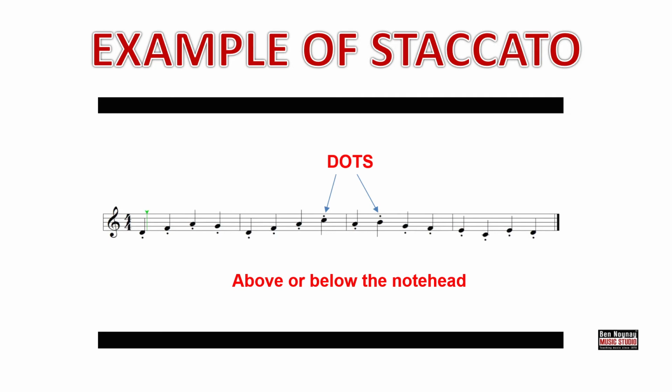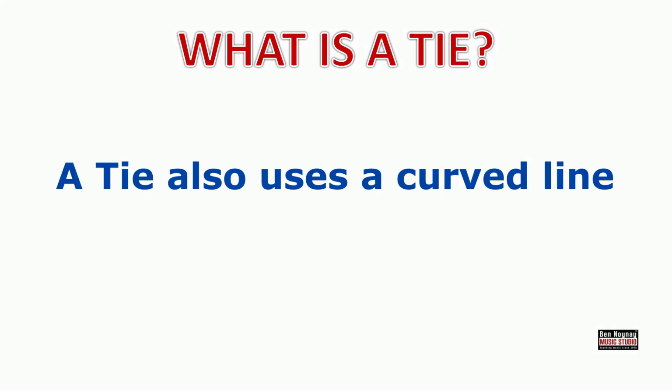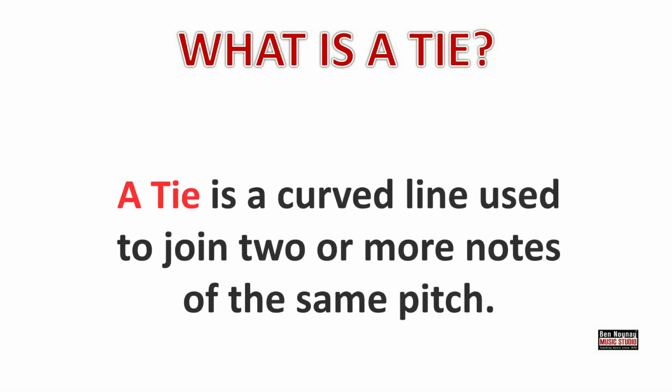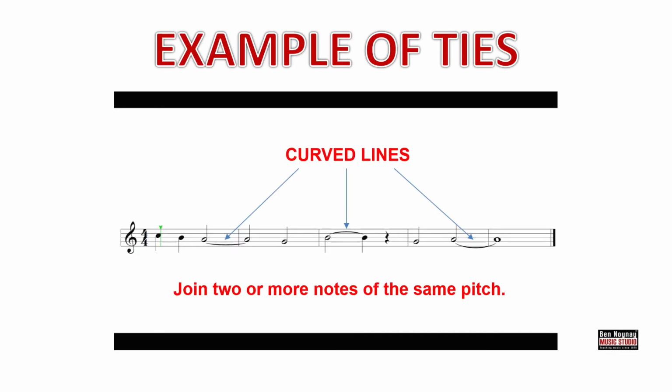The third form of music articulation that we are going to learn here is called a tie, or ties. This articulation also uses a curved line. Now don't confuse it with a slur, which is used to play legato. A tie is a curved line used to join two or more notes of the same pitch, while a slur is used to join together two or more notes that are not the same pitch.